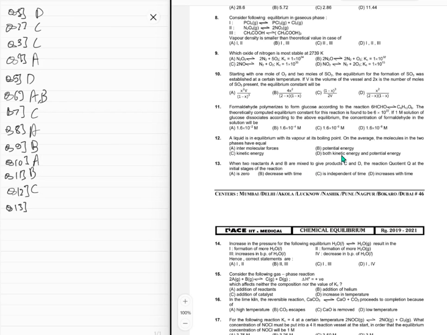Hey, these are mixed, so there's no products. Yeah, in the initial stages there's the product, so it's zero, and it does increase with time. So A and D.